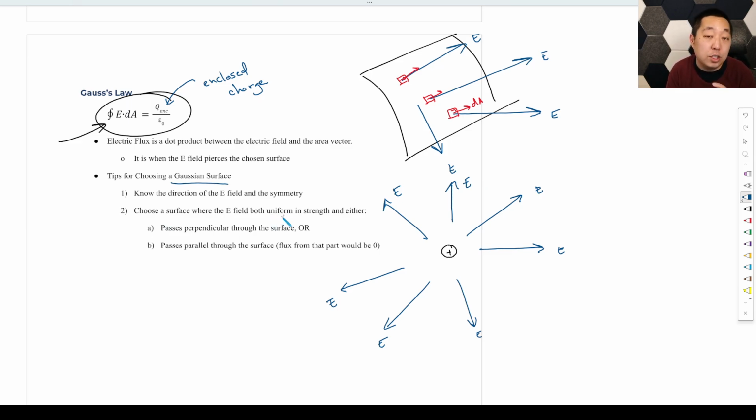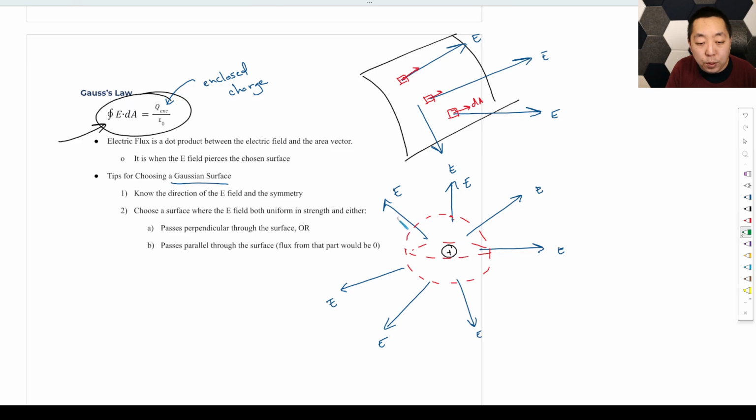So when I'm choosing a surface, I want to make sure that the electric field either passes through the surface parallel, in which case the flux is 0, or perpendicular, in which case the dot product is very clear. So in this case, that's why I pick a spherical object as the symmetry for my Gaussian surface. The reason is because then it's perpendicular, because I know the electric field is radially outward.